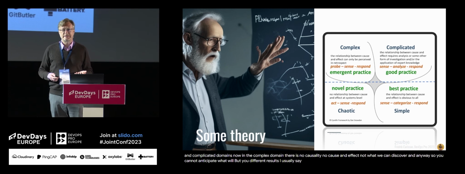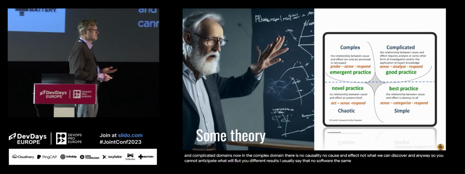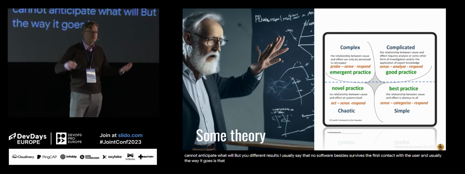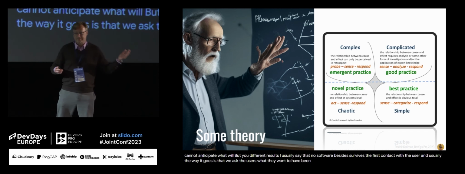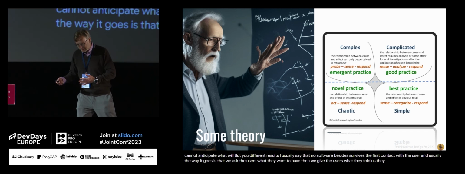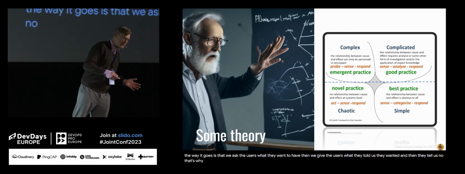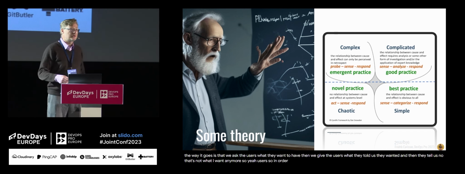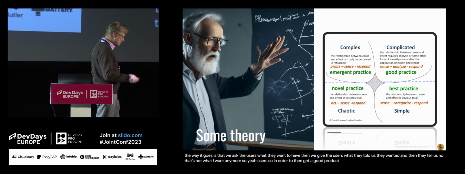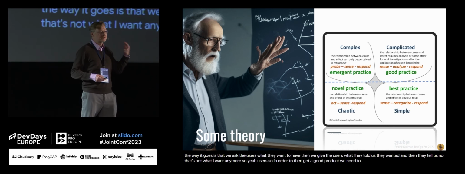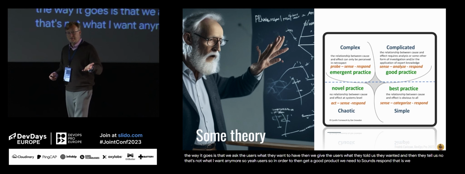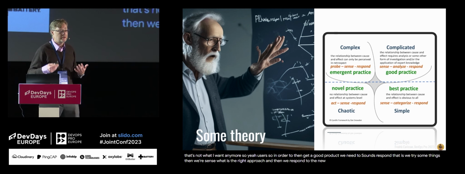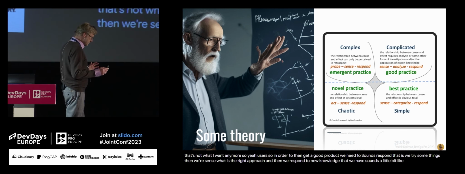I usually say that no software design survives the first contact with a user. Usually the way it goes is that we ask the users what they want to have. Then we give the users what they told us they wanted. And then they tell us, no, that's not what I want anymore. So, users. In order to get a good product, we need to iterate, we need to probe, sense, respond. That is, we try some things, then we sense what is the right approach, and then we respond to the new knowledge that we have. Sounds a little bit like DevOps.